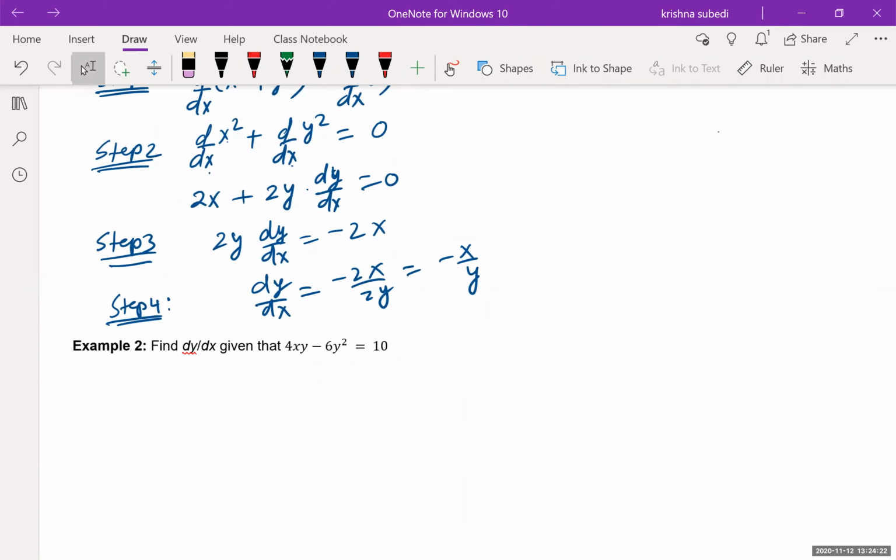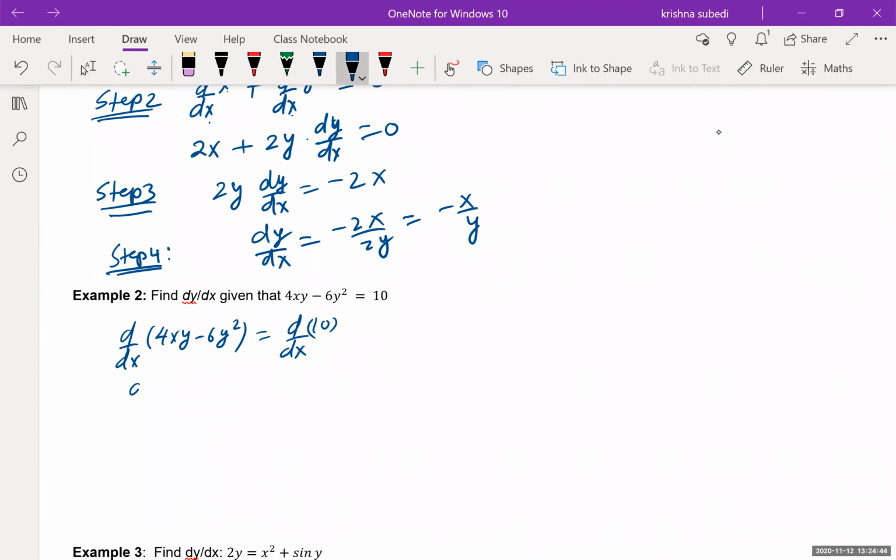Now let's look at another example. Here we need to find dy over dx given that 4xy minus 6y squared equals 10. So step 1, you differentiate both sides with respect to x. And now you can write this as just, separate them, equals the derivative of 10, which is 0.